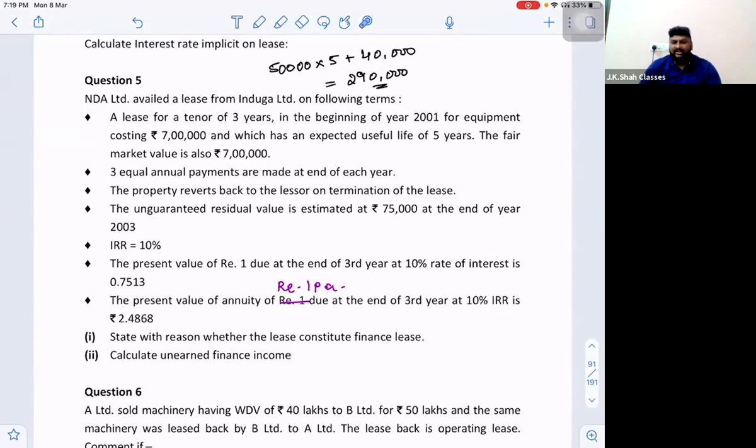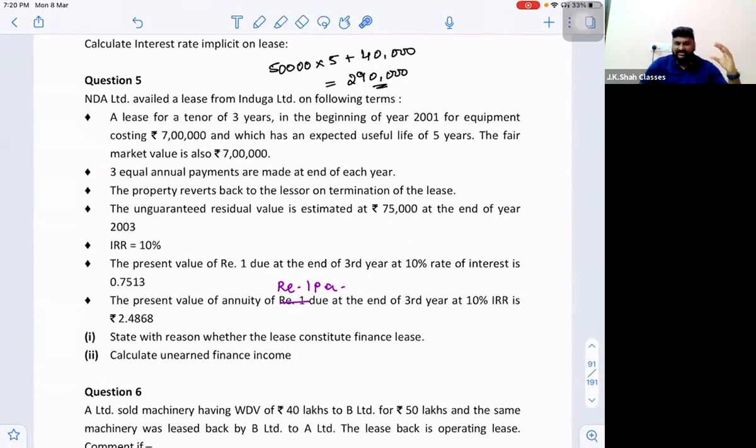And what is present value of gross investment? Sir, it is nothing but PV of MLP plus PV of URV. And can I say URV is given in the question at 75,000? So when you convert this URV into present value and you write the formula, fair value 7 lakh is equal to PV of MLP plus PV of URV.